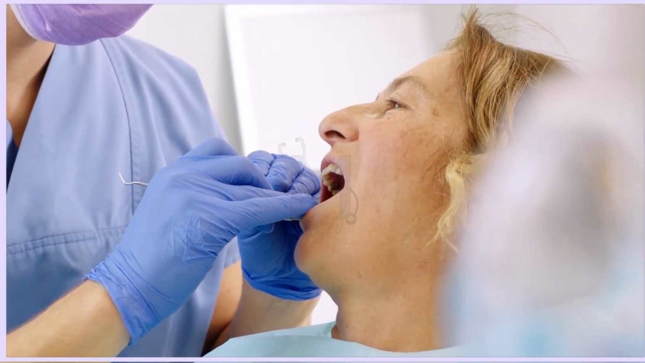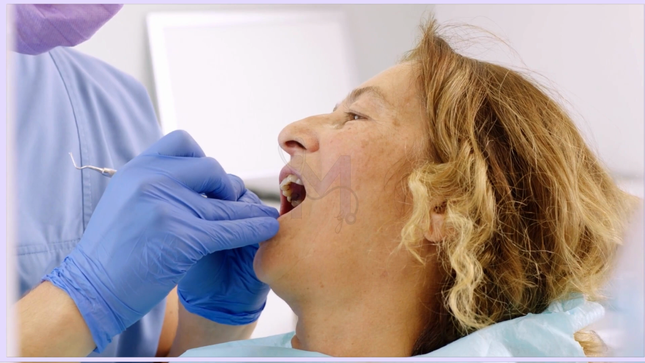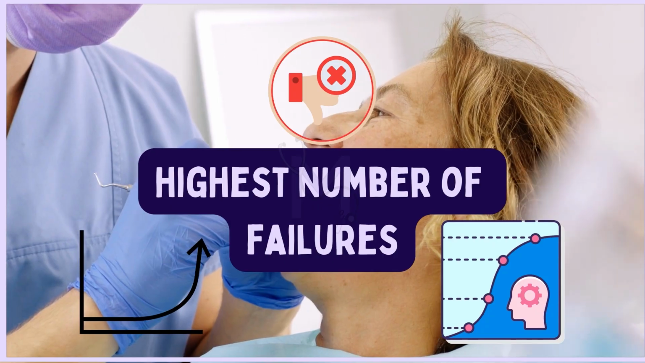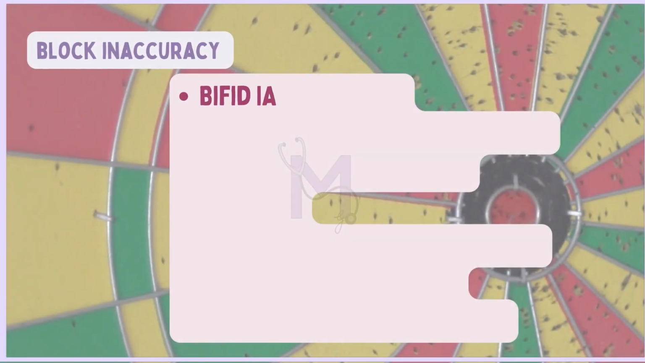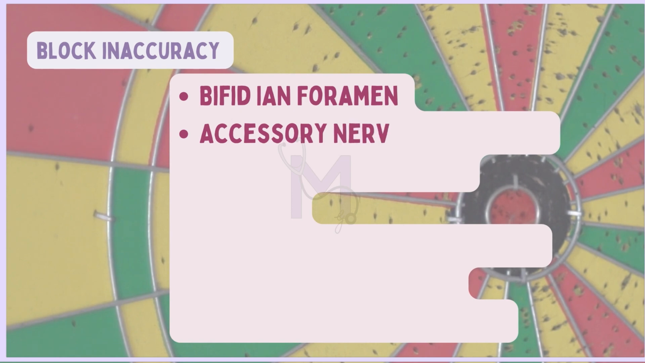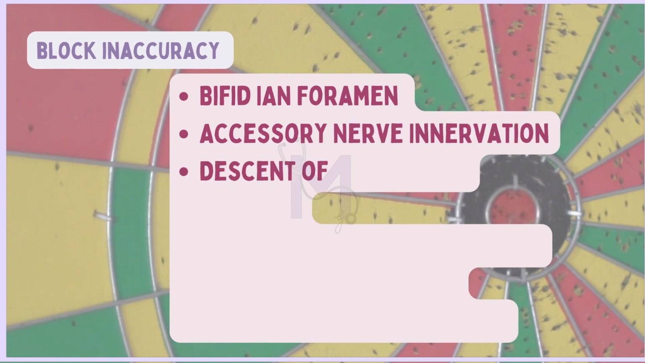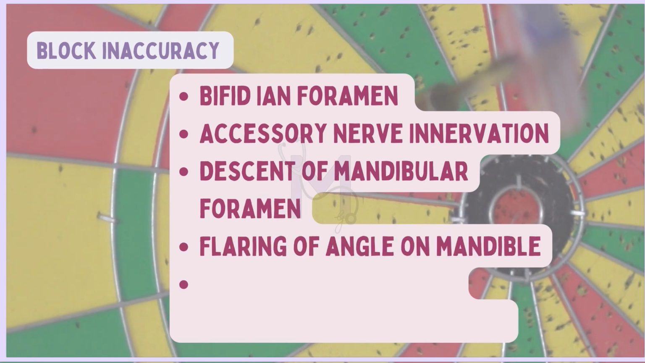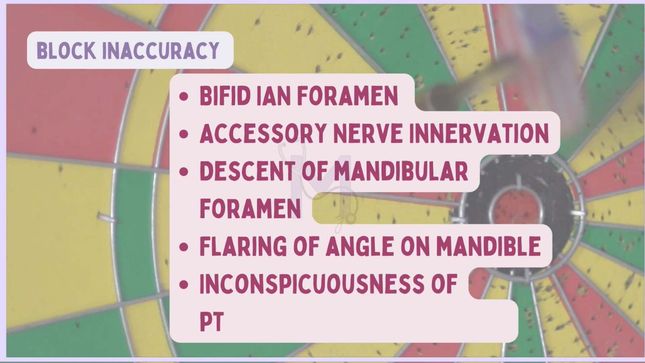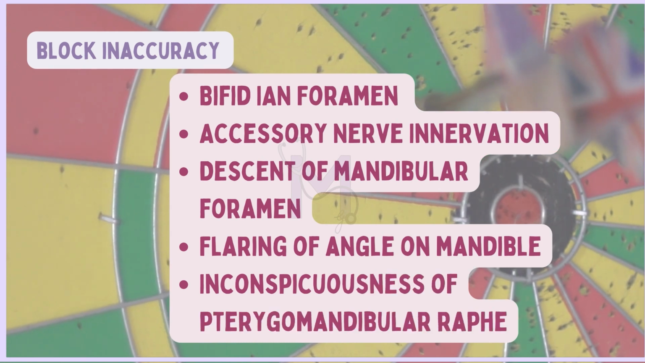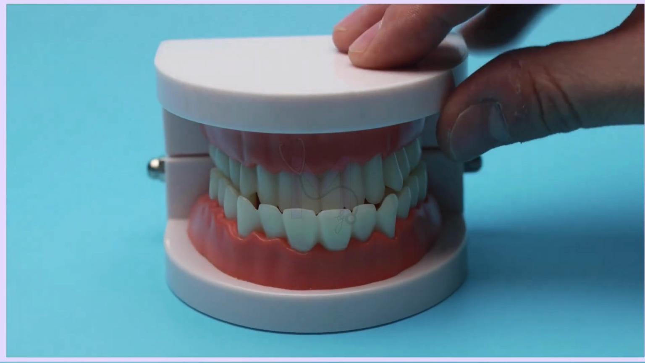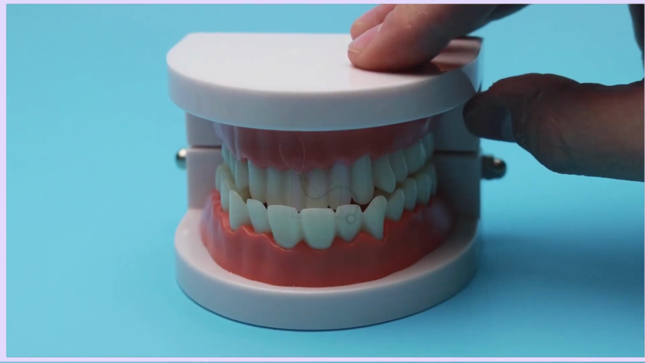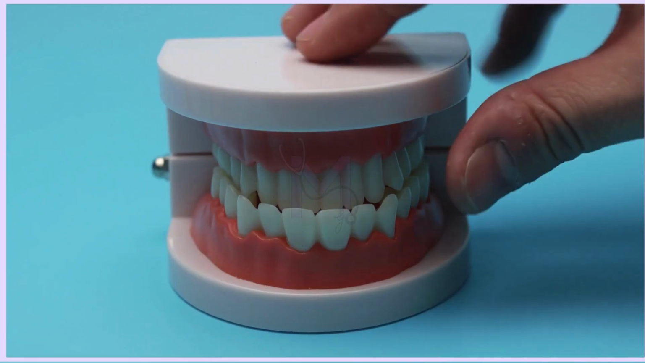Even though this block is the most frequently used nerve block technique in dentistry, it is entitled to the highest number of failures due to its steep learning curve. Presence of anatomical discrepancies such as bifid inferior alveolar nerve foramen, accessory nerve innervation, descent of the mandibular foramen in children, flaring of the mandibular angle, and the inconspicuousness of the pterygomandibular raphe in elderly individuals result in greater chances of block inaccuracies. Thus, a supervised practice in a simulation model can aid in gaining an extra edge of manual dexterity before clinical practice to master this block and render it successful.